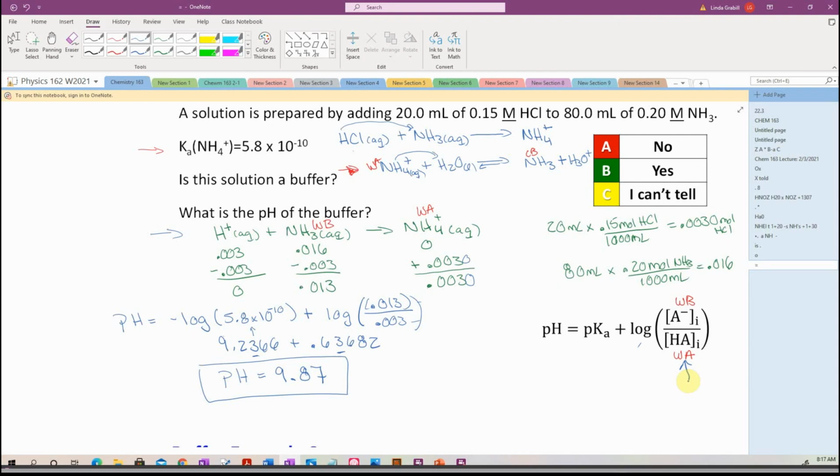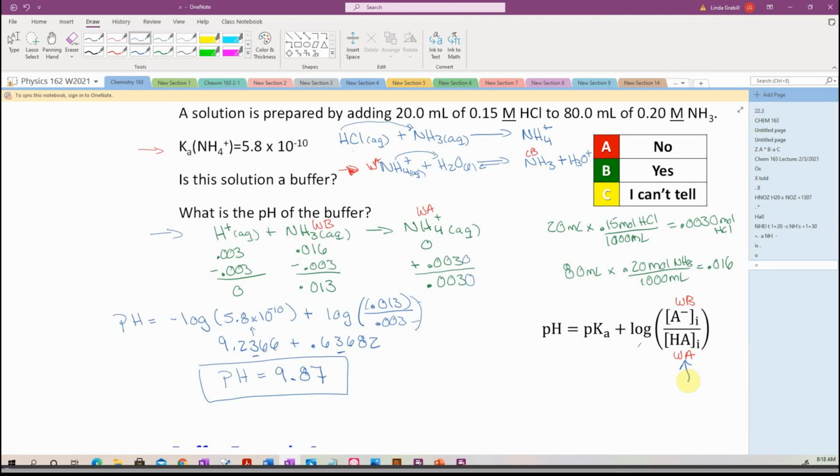of our buffer. So this buffer is going to be pretty basic, but remember what the buffer's purpose is. If I need something that stays pretty basic, it resists change, right? So now if I add more acid, it's going to react with the weak base and lower the pH some, but not by much.